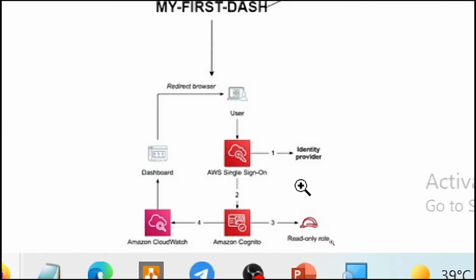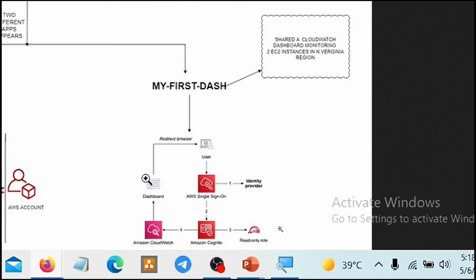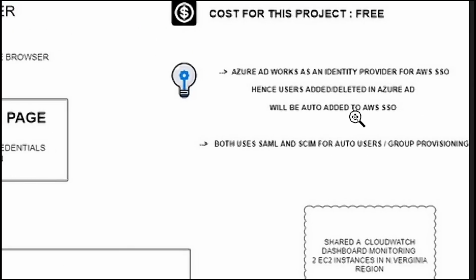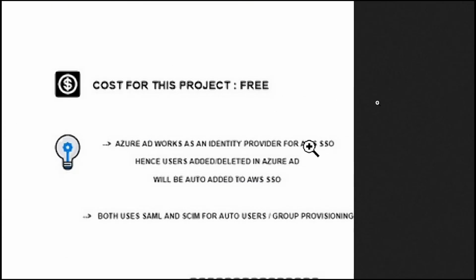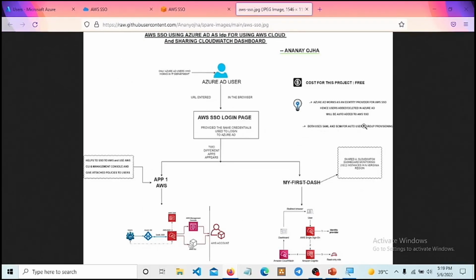As part of my dashboard, auditors, the people who just want to see the dashboard, do not need programmatic access or any other access. As part of single sign-on, they'll get only read-only access, and they can then see the CloudWatch metrics. So this was a very simple architecture diagram, and the best part, as I said, is that this project is free of cost, and it uses Azure, Security Assertion Markup Language and SCIM for auto user creation and deletion.